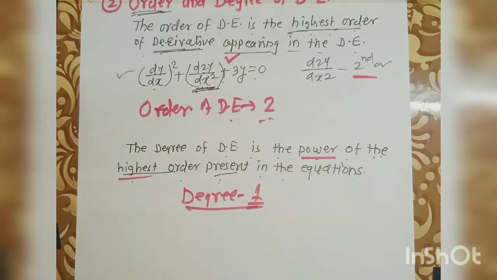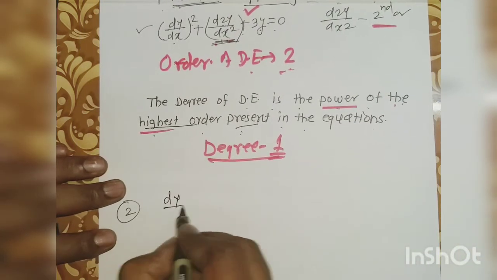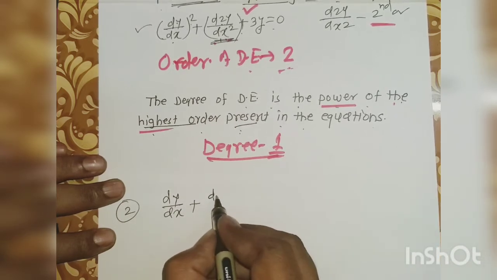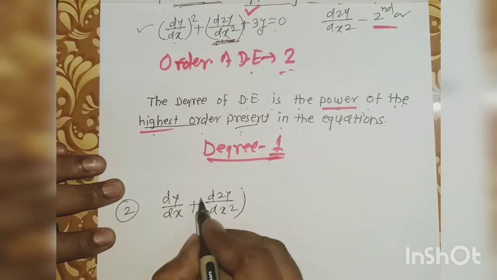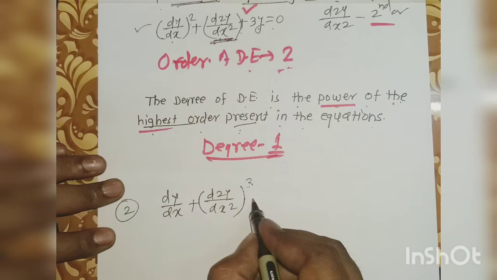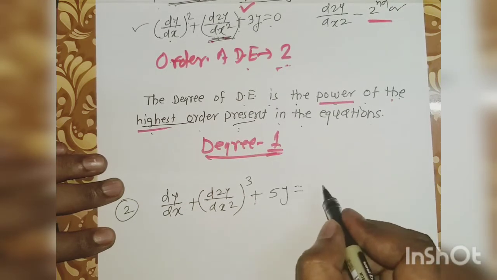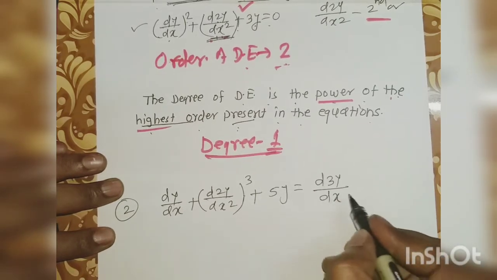We take another example, the second example. dy by dx plus (d2y by dx square) whole to the power 3 plus 5y is equal to d3y by dx cube.